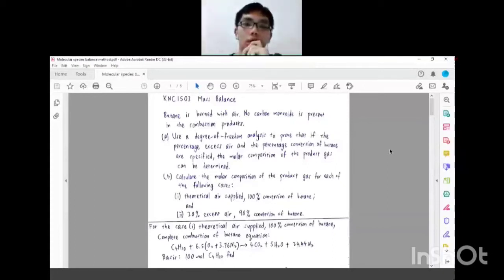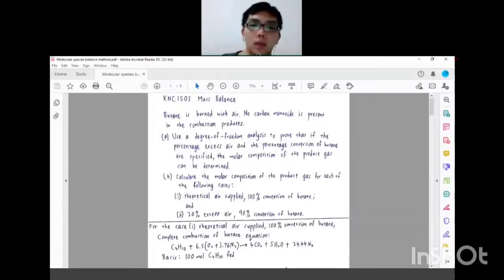Today we are going to discuss the question. The question is, butane is burned with air and no carbon monoxide is present in the combustion product. A. Use a degree of freedom analysis to prove that if the percentage excess air and the percentage conversion of butane are specified, the molar composition of the product gas can be determined. And part B1 is to calculate the molar composition of the product gas for each of the following cases.